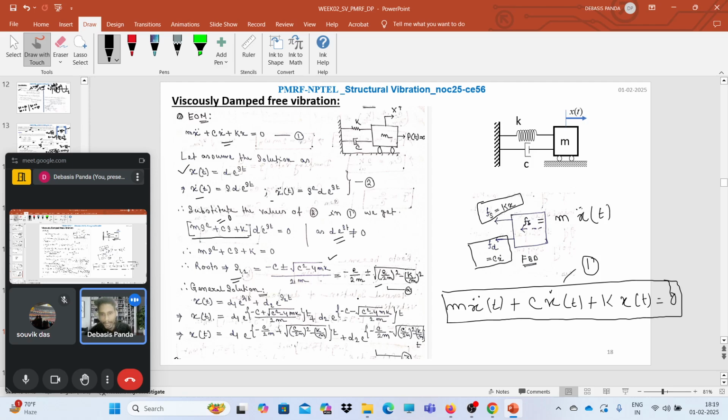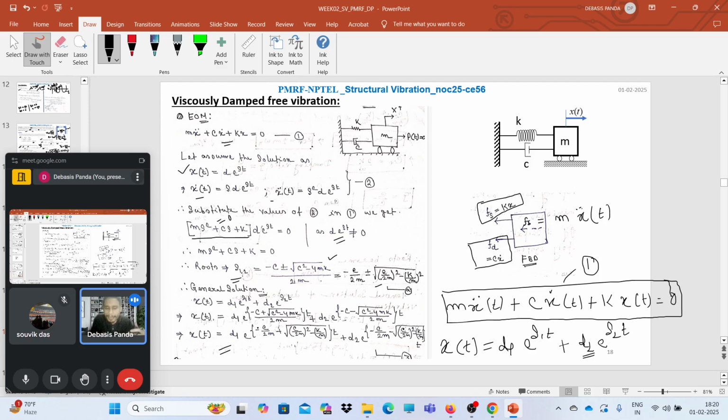I have two roots. So what will be the general solution? I can write x of t as a linear superposition of the harmonics: D1 e to the power s1 t, the first root, plus D2 e to the power s2 t. Great. Now instead of s1 and s2, you can write down these two roots. The final equation or general solution will look like this, but I will explain step by step.